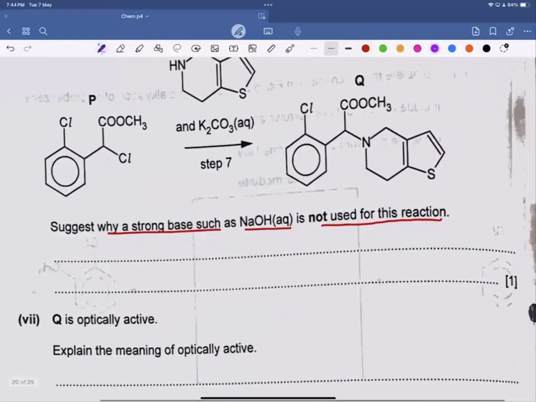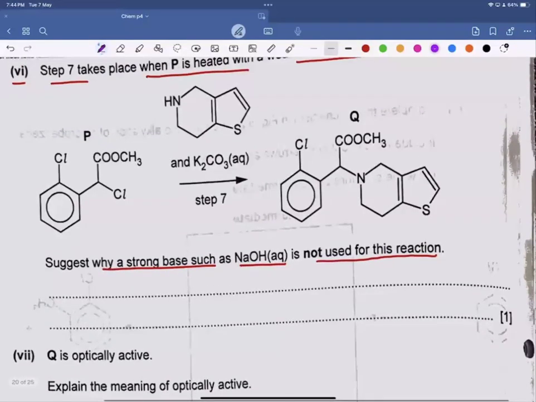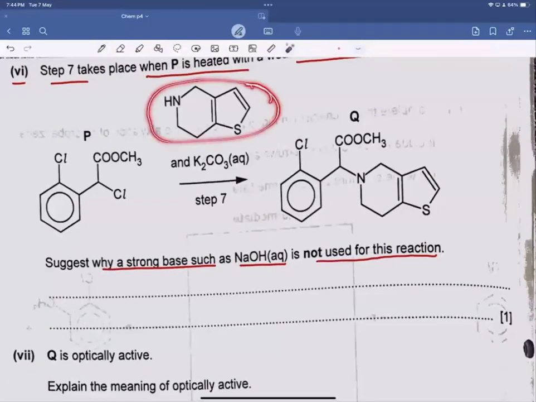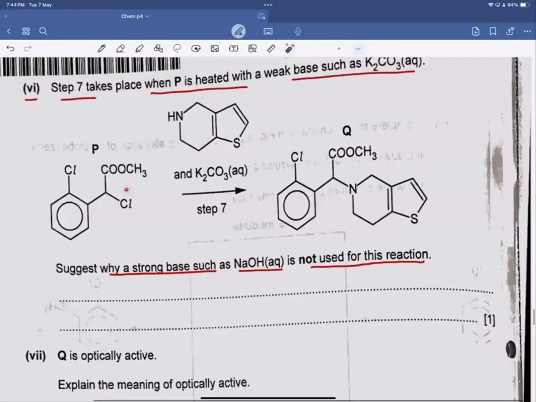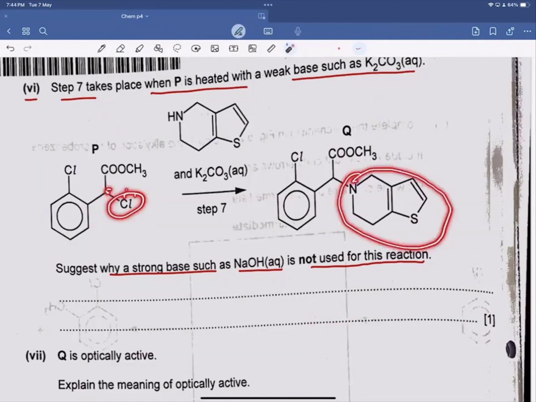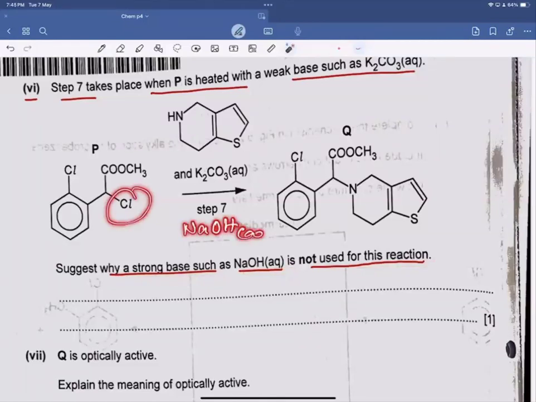Okay. So if you see over here, when this reagent has been used with the alkyl halide, and why I'm saying it's an alkyl halide, because if you see this chlorine, which is bonded to an alkyl carbon, gets substituted over here by this group, right? So it's a nucleophilic substitution. Now, what they are asking is to suggest why a strong base such as NaOH is not used for this reaction. So if you recall, if there is an alkyl halide and if we use aqueous NaOH, what would aqueous NaOH do? Then this would not happen. Instead, this carbon is bonded to an OH. That's what you have studied in your AS level.